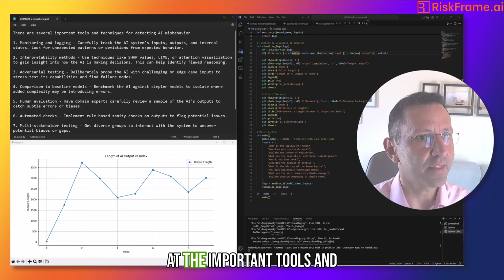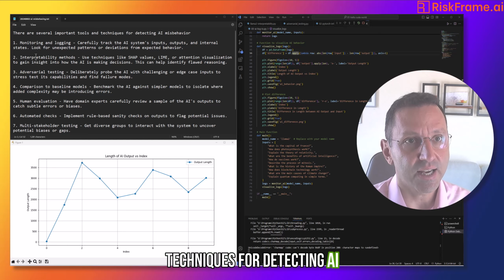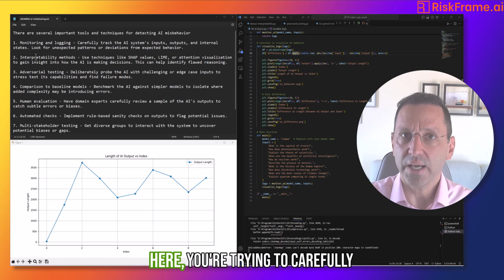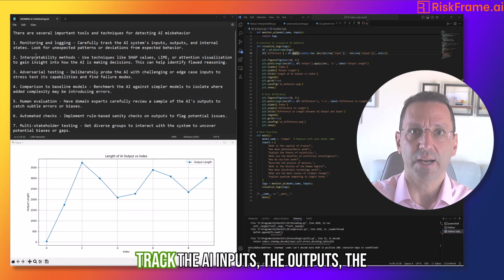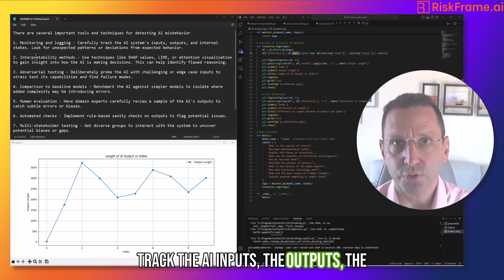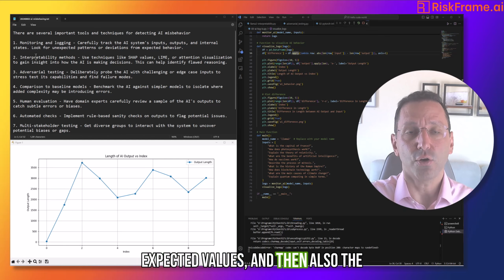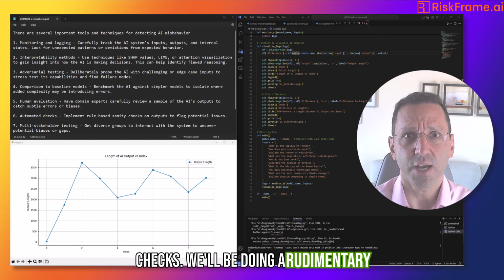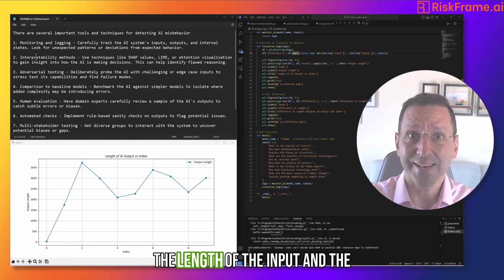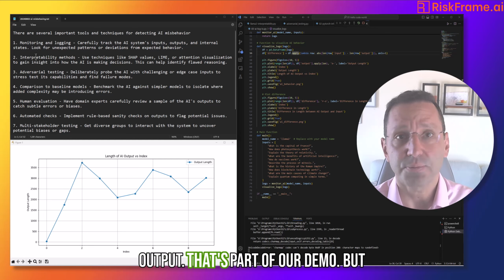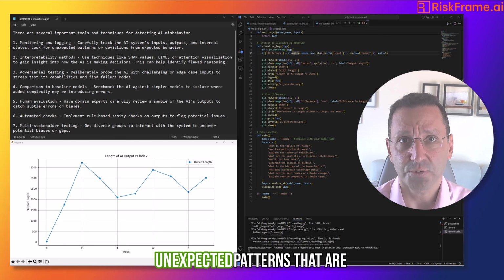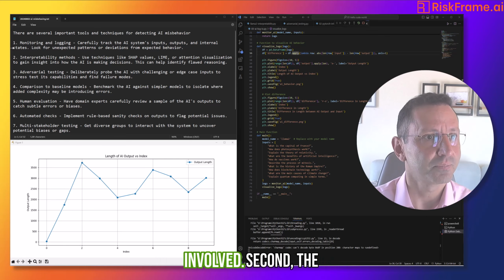So looking at the important tools and techniques for detecting AI misbehavior, you've got number one, of course, monitoring and logging. So here you're trying to carefully track the AI inputs, the outputs, the expected values, and then also the unexpected values. There's many checks. We'll be doing rudimentary checks when it comes to checking the length of the input and the output. That's part of our demo. But there's far more advanced things that you could do in terms of the unexpected patterns that are involved.